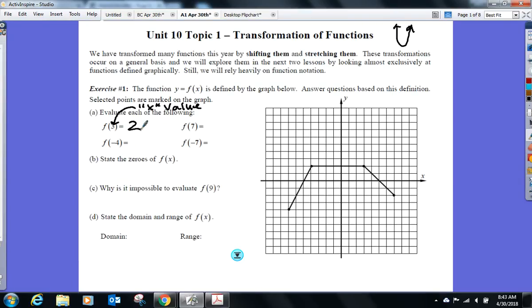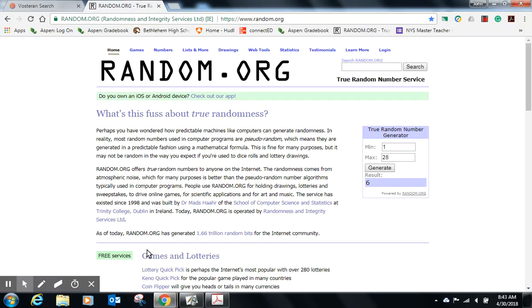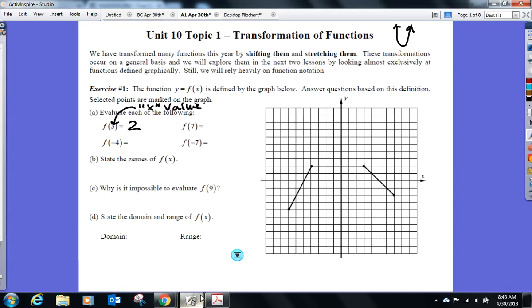All right, let's jump over to the right. What about f of 7 now? F of 7. So if x is equal to 7, what's its corresponding y value there? -2. Nice job.